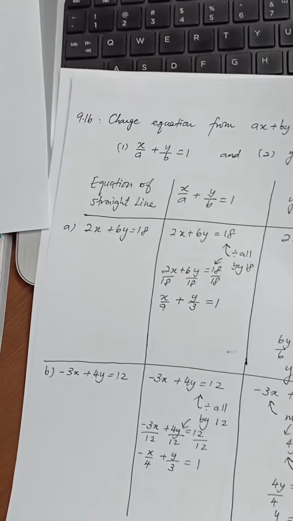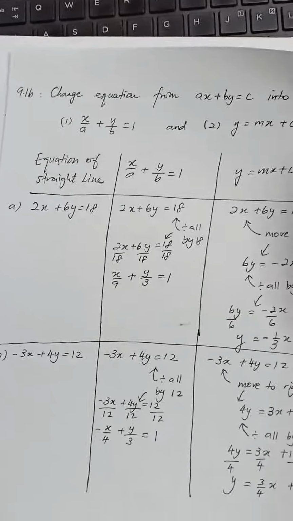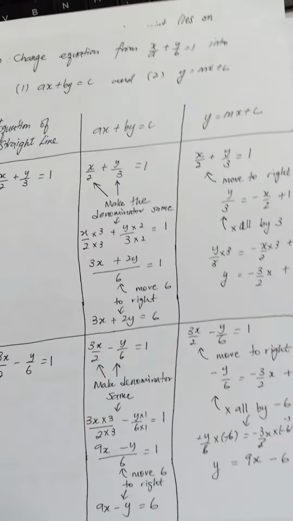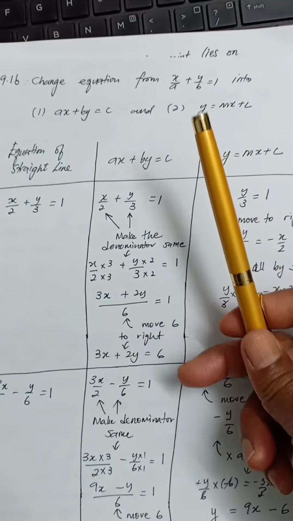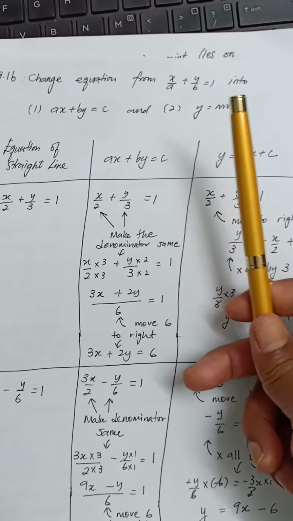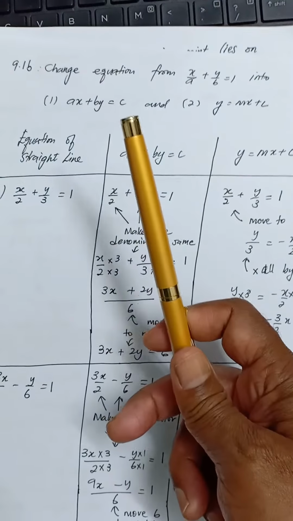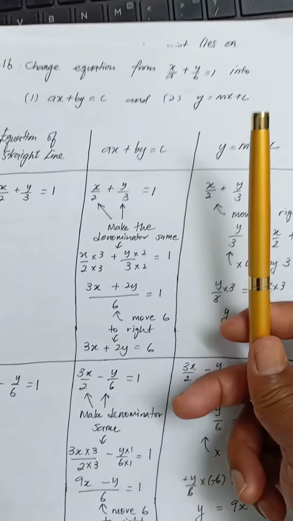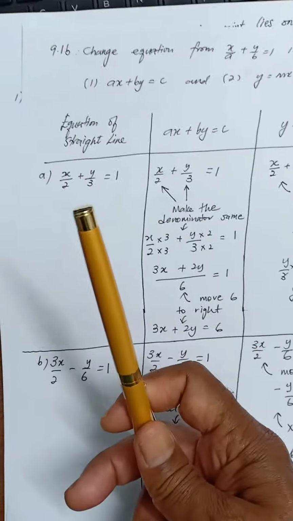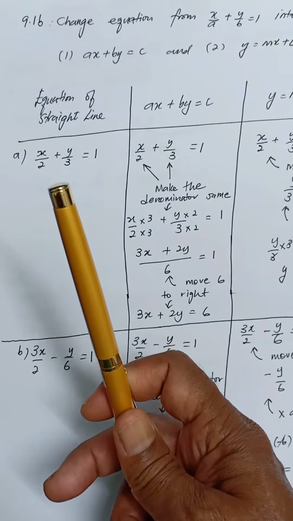So you can revert back to the video again and again and watch it until you understand. Right. Then the third way of changing the equation from x over a plus y over b equals 1 into ax plus by plus c and y equals mx plus c. Take a look at this. It's in this format, right?